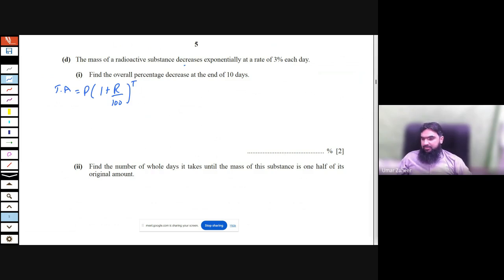Obviously, we don't have any value. We don't have an initial value here, so we are going to take it as P as well, taking it as the initial value. We have to find the total amount after 10 years. Just one minute.